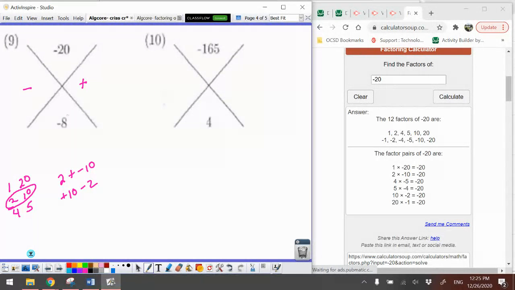Well, I need to have a negative 8. So that means the negative needs to go on the bigger number. So negative 10 plus 2 is going to give me a negative 8. And if I multiply these, negative 10 times 2, that gives me a negative 20. So I'm good. Okay, see what you can do with this 165.